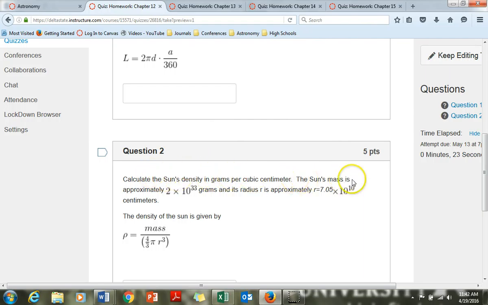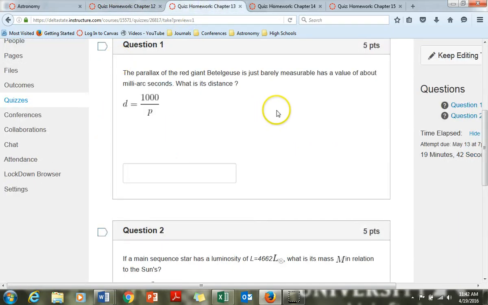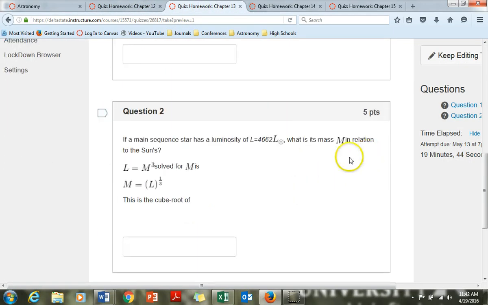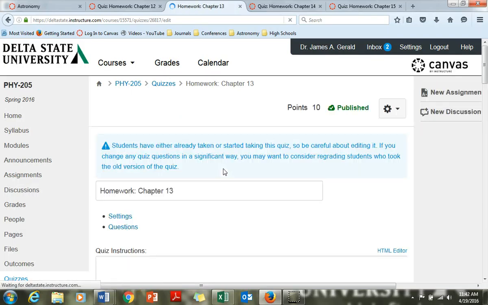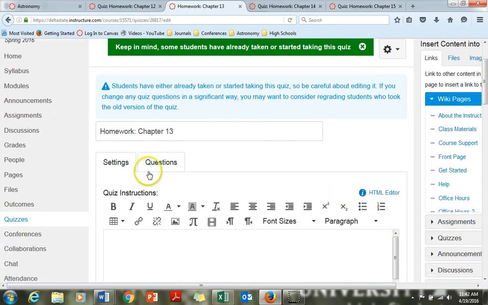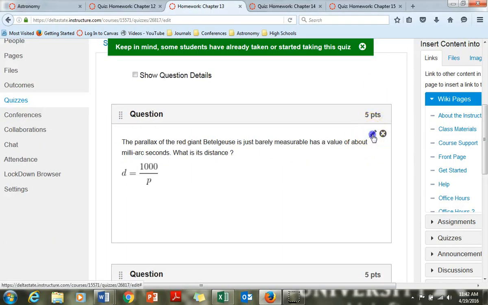Calculate the sun's density in grams per cubic centimeter. Sun's mass is approximately 2 times 10 to the 33 grams. Radius, 7.05 times 10 to the 10th centimeters. Okay. So that's good. All right. 12 is working. And this one on 13, the second one on 13 does not seem to be working. Nor does the first one.